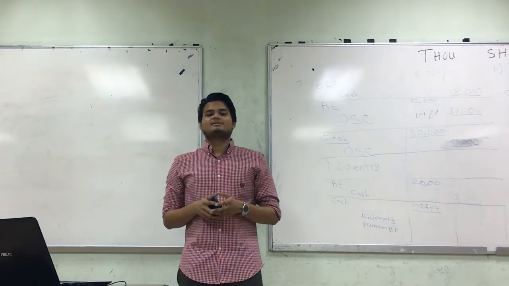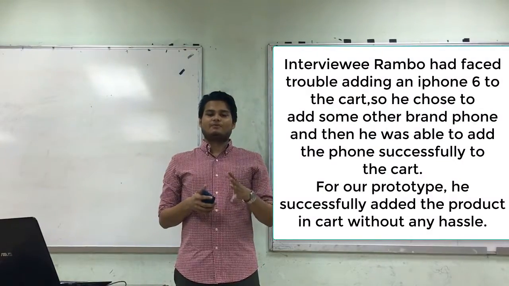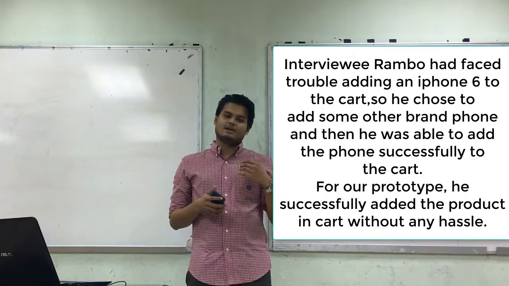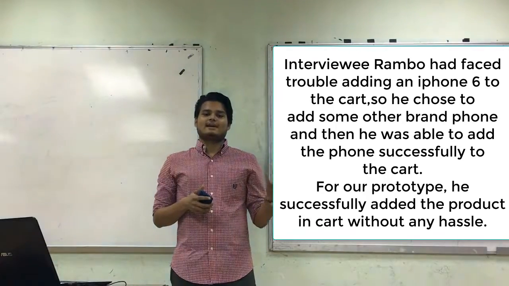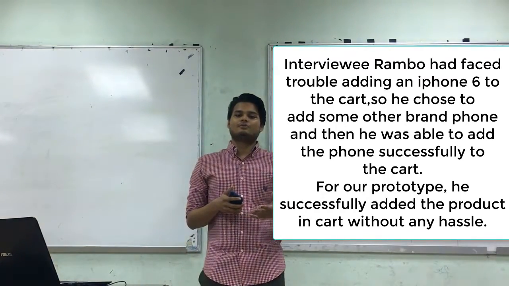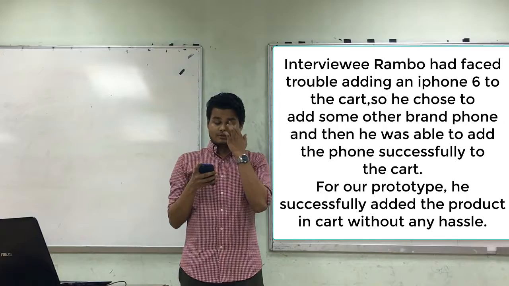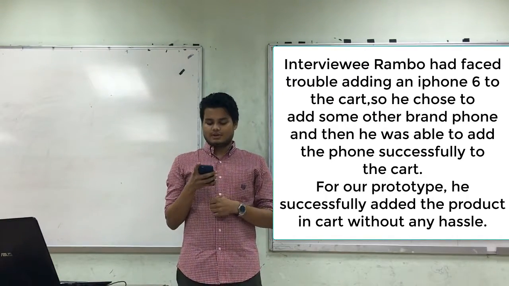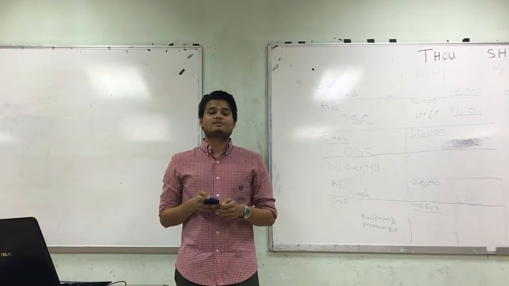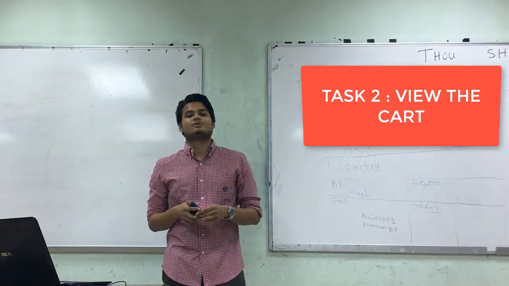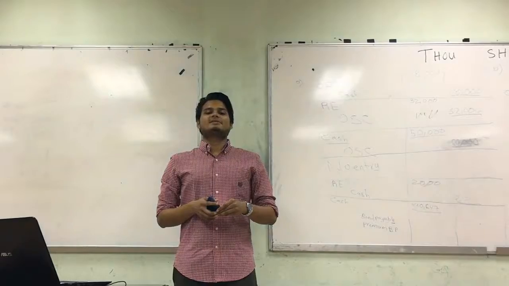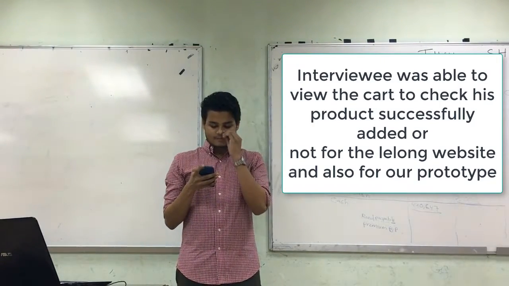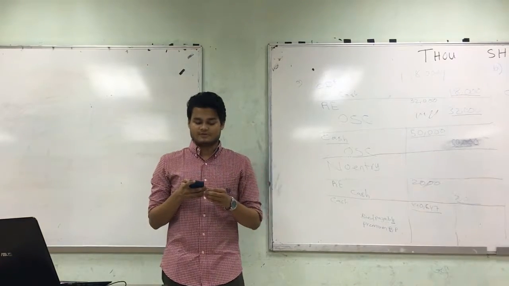For the first task, he was a bit confused finding the product on the Lelong website. He couldn't find it, so he went for adding another mobile phone to the cart instead. For our prototype, he could easily add iPhone 6 to the cart. The second task was to view the cart. For our prototype, he could easily perform the task, and for Lelong he could also do it, but he had some problem finding the cart option.